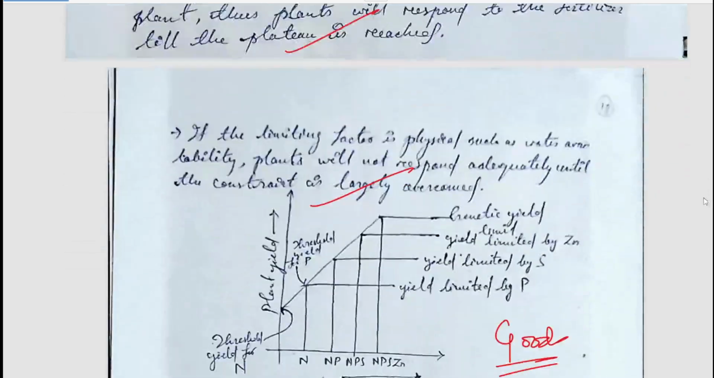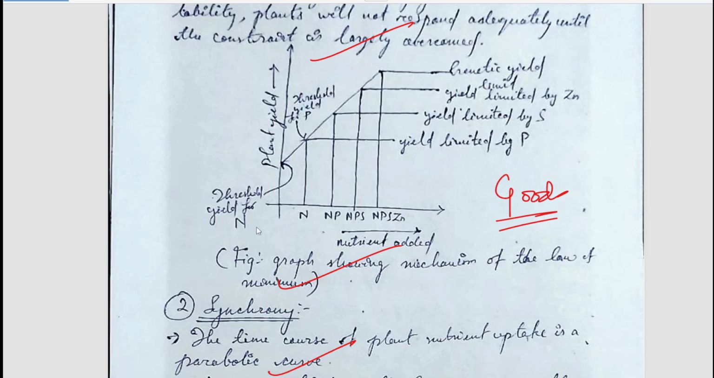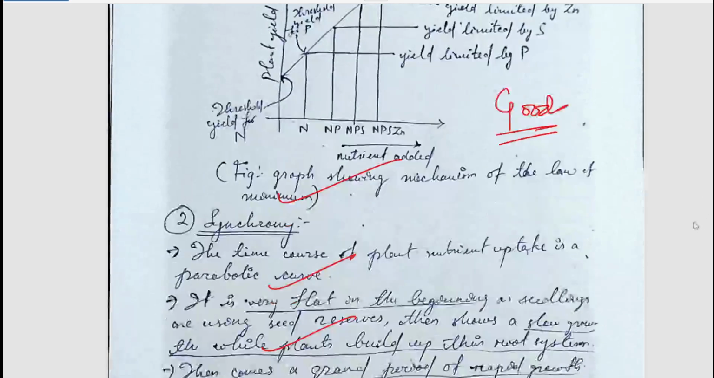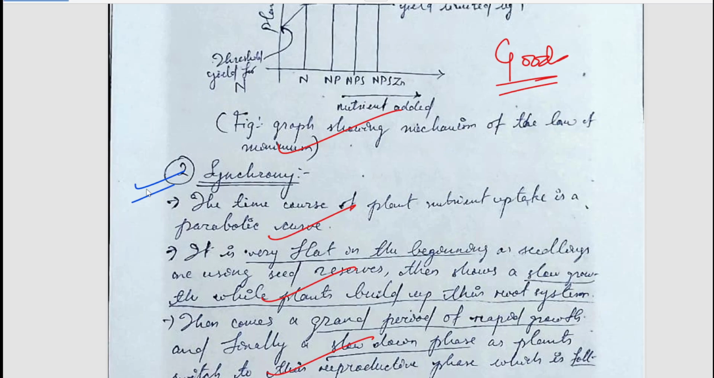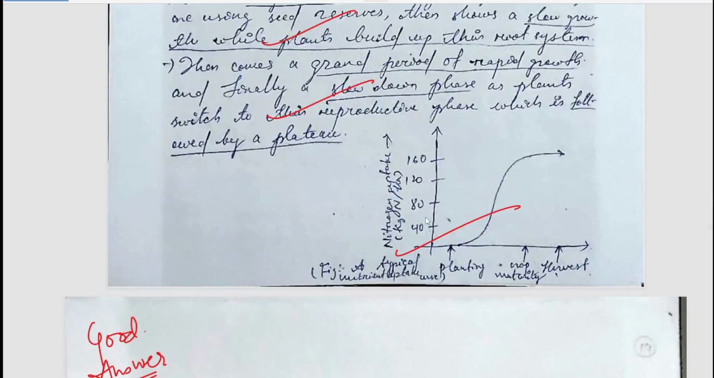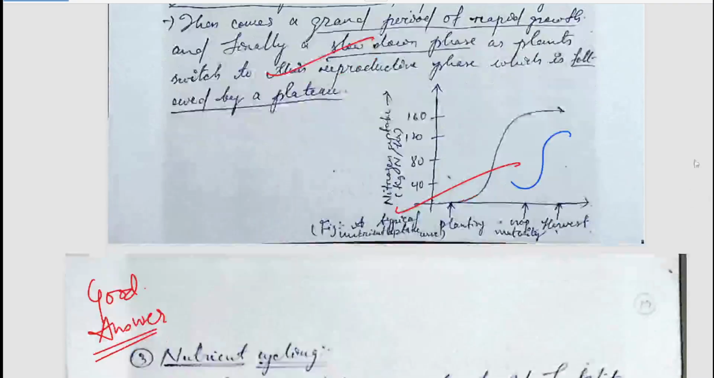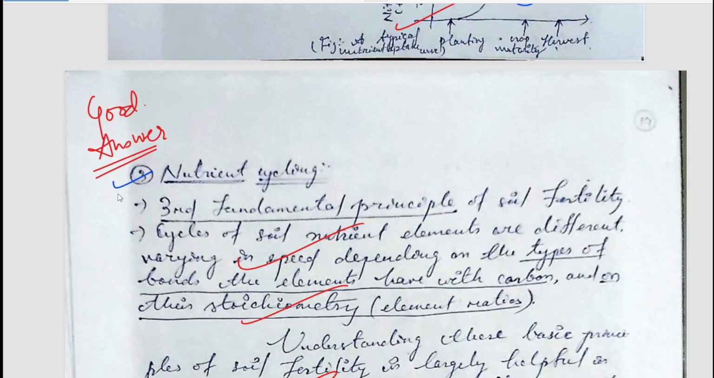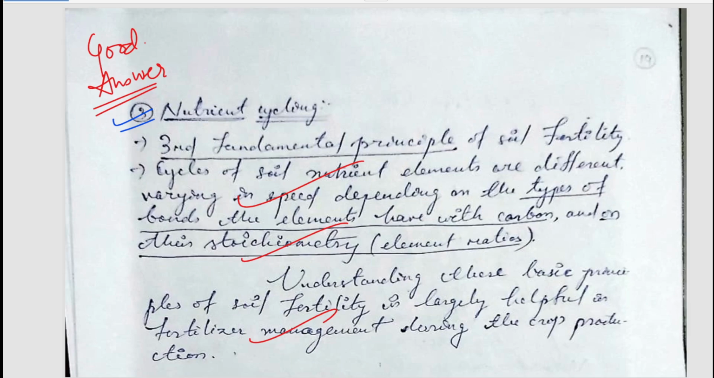So I hope you understand this. And you can see good graphs are mentioned showing the plant yield and nutrient added. Synergism is mentioned. So you can simply pause and read it. And again, its graph is mentioned. The sigmoid graph and nutrient cycling have been mentioned. So 10 points, and I hope you understand.